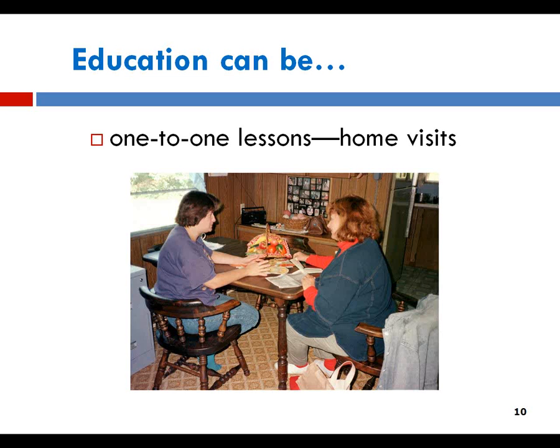Our education can be one-on-one lessons. Upstate, about half, maybe slightly less than half, of our participants are seen in their homes. You can imagine that in very rural areas this is because it's difficult to get a group together, number one, and two, because often our participants have transportation issues. This picture just shows you an actual lesson in a home with the educator on the right and the participant on the left working together on a lesson.